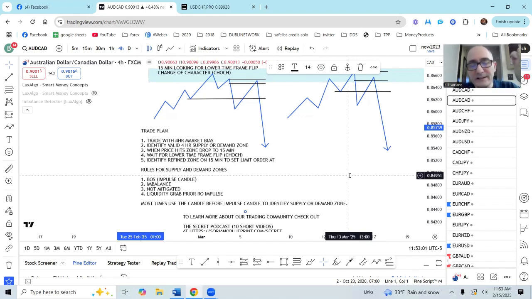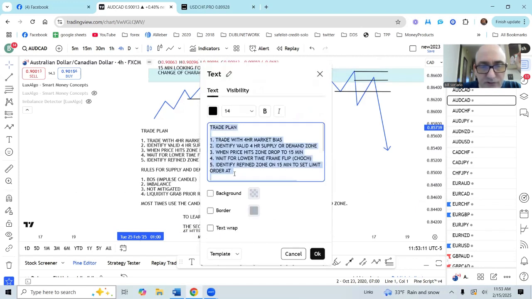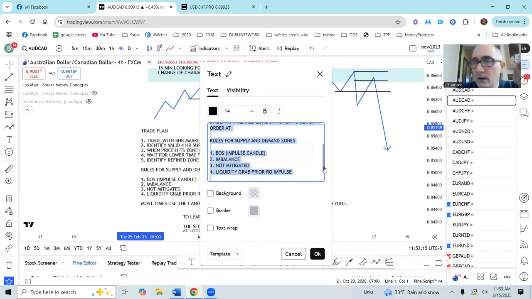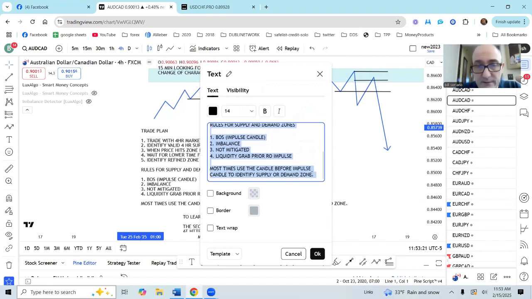And then the fourth thing is the liquidity grab. Prior to the impulse candle, you need to see some kind of liquidity grab. So that's usually just a wick or something going a little bit lower before the impulse up, or going a little bit higher before the impulse down. Okay.